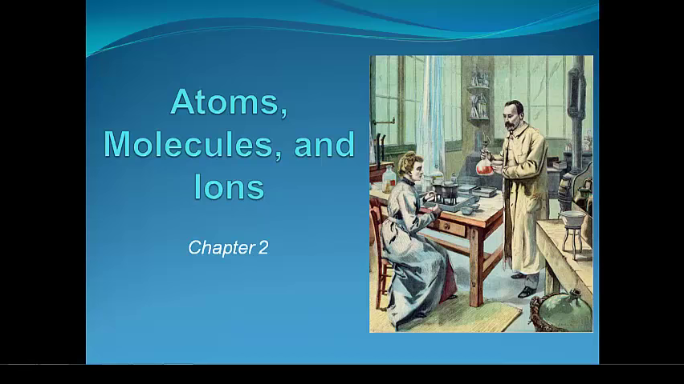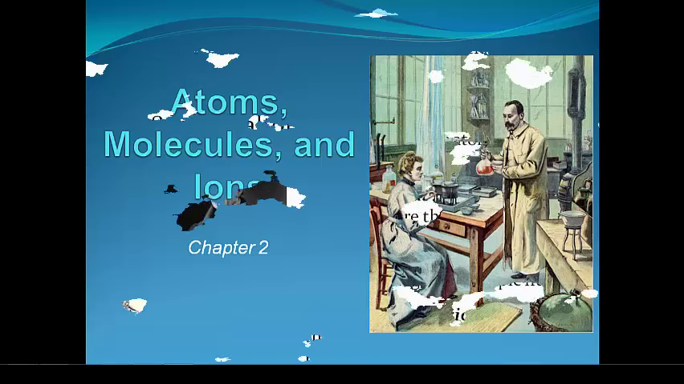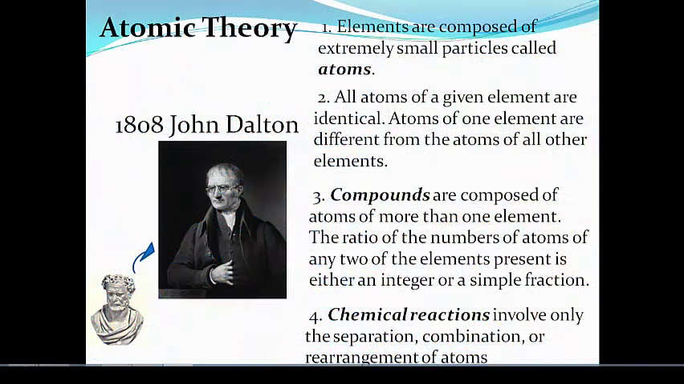You're going to learn to distinguish between molecules and ions, and you're going to start learning how to name compounds and chemical formulas. So this is going to be a really important chapter to grasp, just like chapter 1 was, but this one is really important as well. Alright, let's get started. So the first thing that we have to learn is the atomic theory.